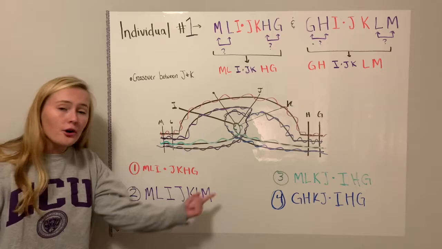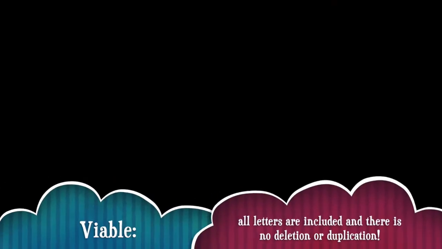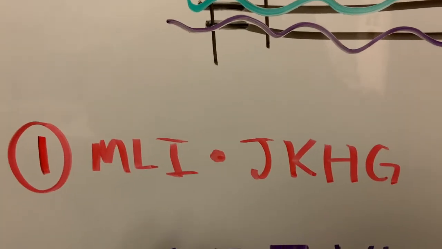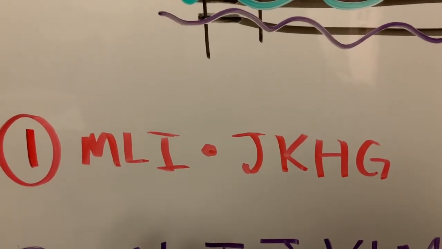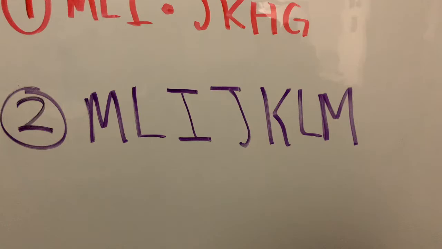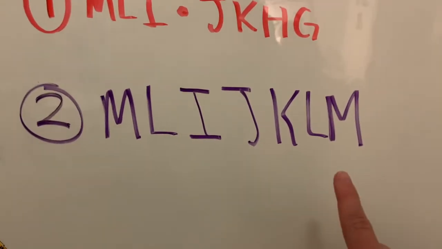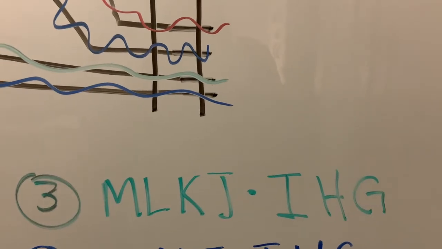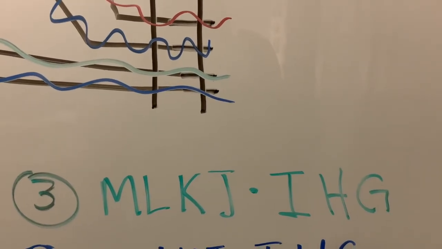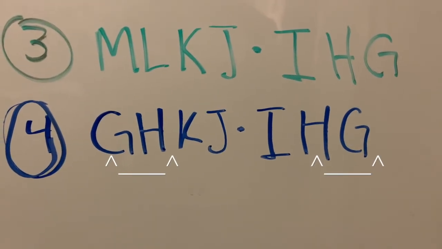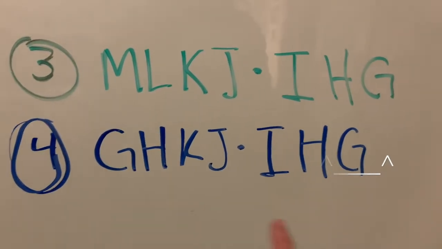How do we know if our four chromatids are viable? Viable is when the chromatid has all the letters from the chromosome and there is no deletion or duplication. For our first chromatid, this is viable. There's no deletion or duplication, and we have all the letters. Second chromatid, this is not viable since we have a duplication of M L. For our third chromatid, this is viable since we have no deletion or duplication, and we have all of our components. For our fourth chromatid, this is not viable because we have a duplication of G H.